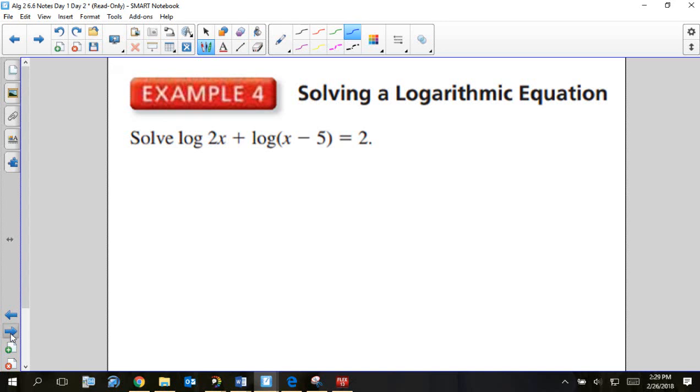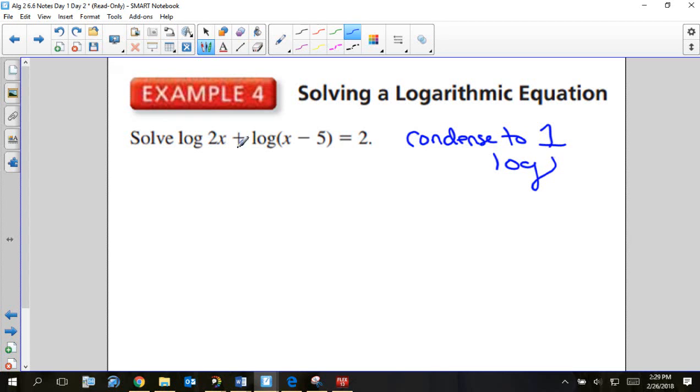Okay, example 4. We now have log 2x plus log x minus 5 equals 2. When you have multiple logarithms, the first thing you have to do is condense it to one logarithm. You cannot have log of this plus log of that. It has to be condensed, which we did in our assignment, so you all should know how to do it.